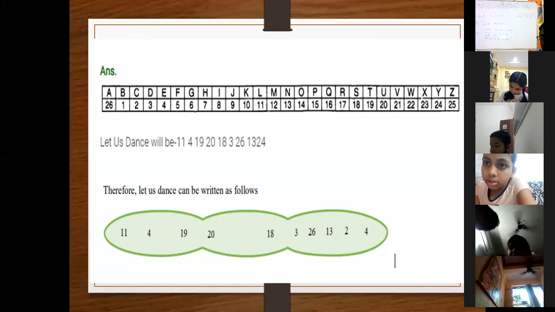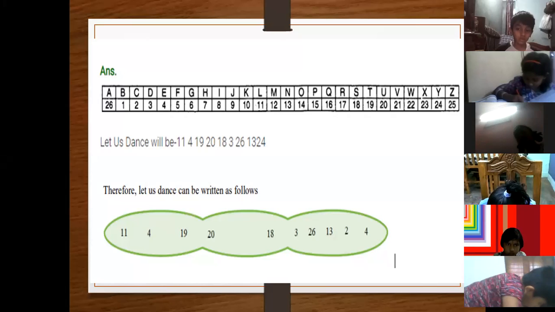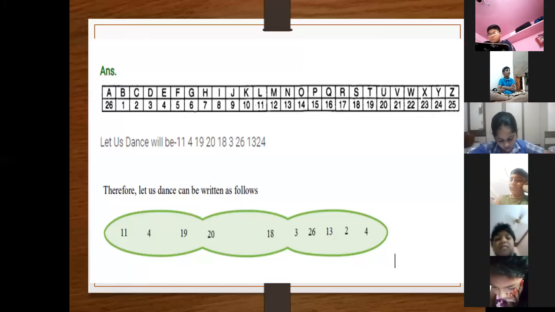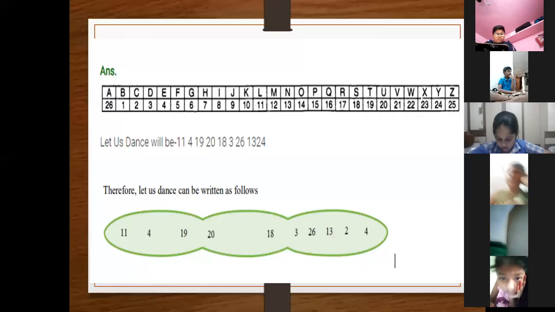Yes, ask the doubt now, please. What is the doubt? How do you write A, sir? A means 26. The last number Z is 25, 26 is left over. The 26 will come to A.